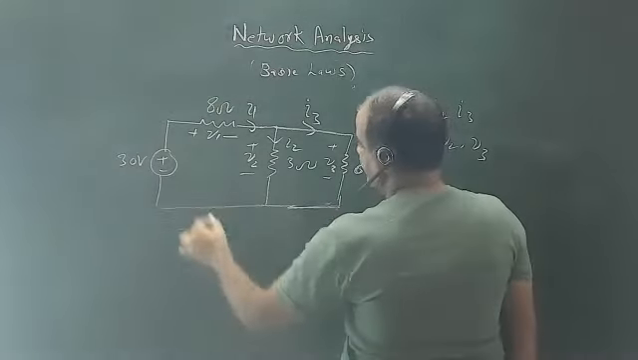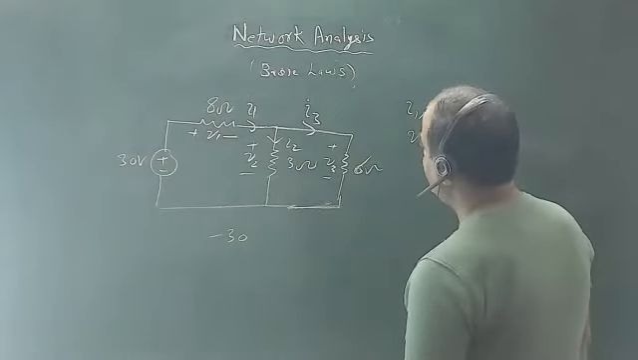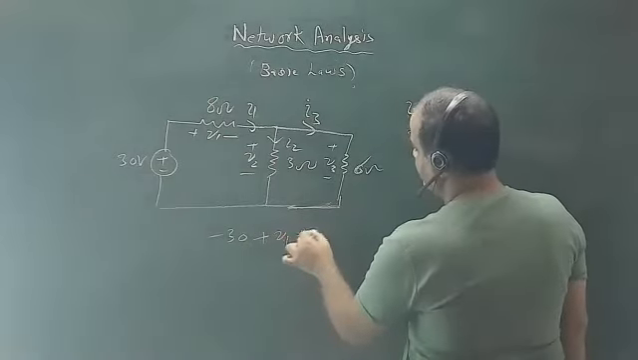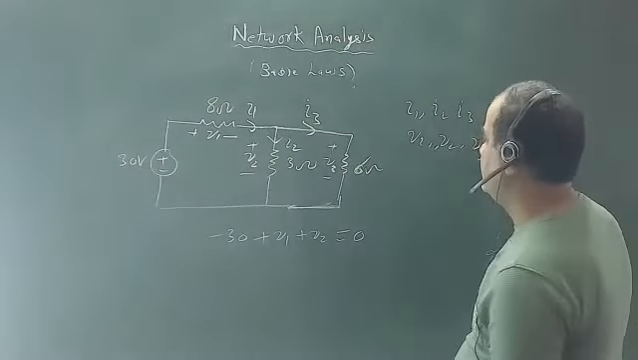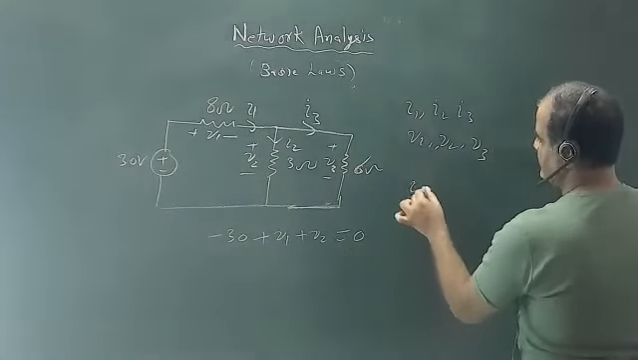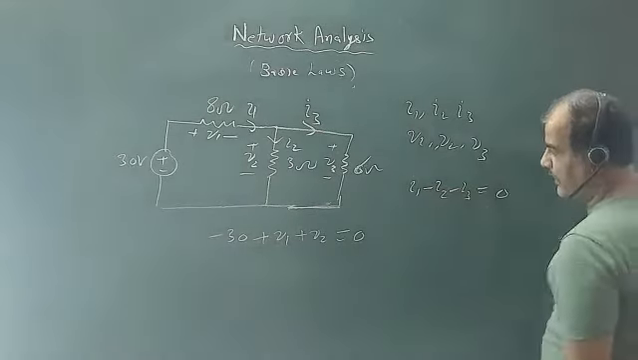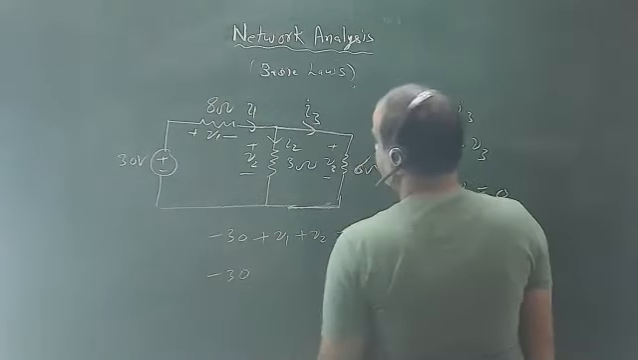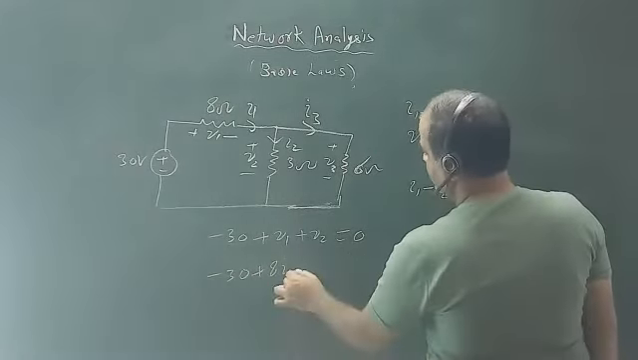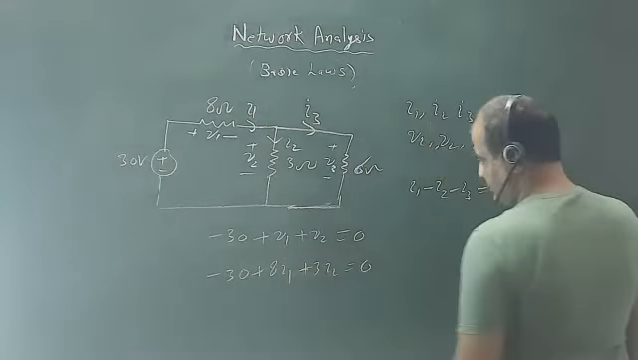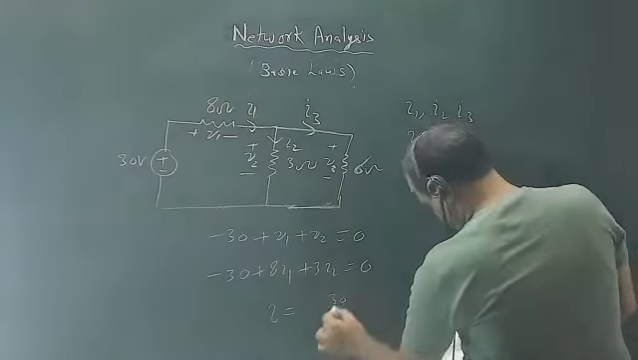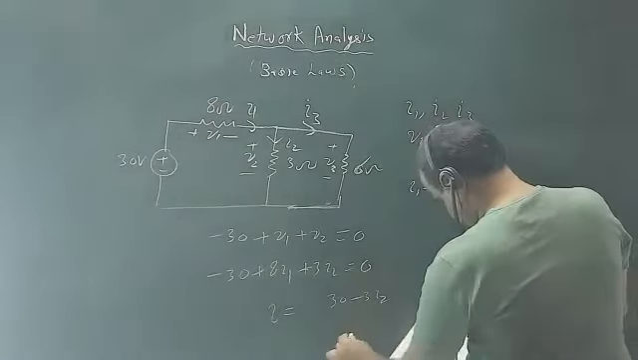So this will be minus 30 plus V1, and this will be plus V2 equals 0. So what is V1? You know the relation here: I1 is minus I2 minus I3 also 0. So minus 30, and V1 is 8 I1, and V2 will be 3 I2, equals 0. So from here you can write the I1 value: I1 is (30 minus 3 I2) upon 8.